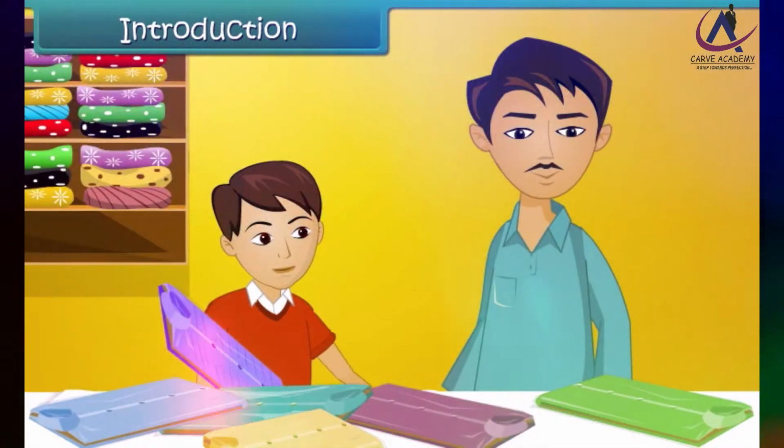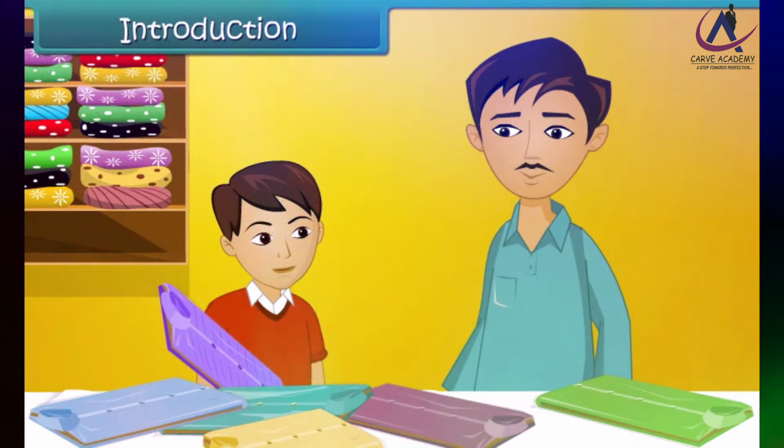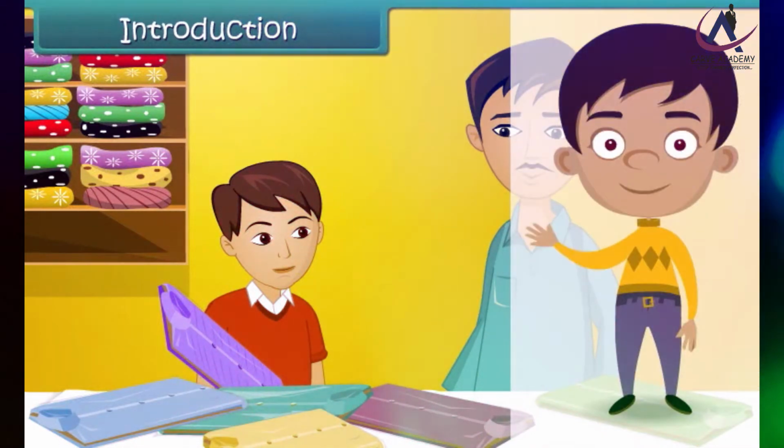Arjun then picks up a synthetic shirt which feels light and is wrinkle-free. His father rejects it too because it does not absorb moisture effectively. Finally, after 2 long hours, they come across shirts which are made of blended fabric and have all the qualities they are looking for. In this lesson, let us learn about fiber and fabric in detail.